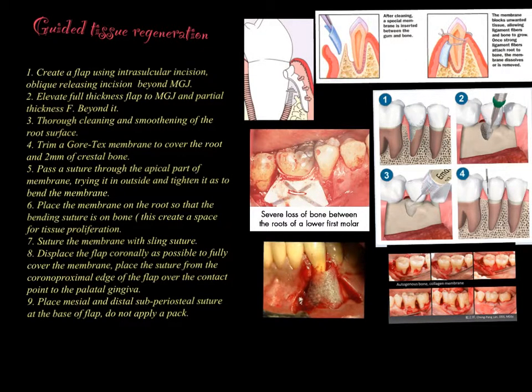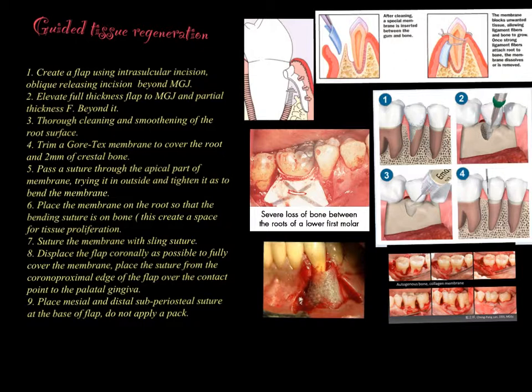The aim of this treatment is to prevent the formation of long junctional epithelium. If this membrane is not placed here, the gingival tissue, connective tissue, will adhere to the root surface by long junctional epithelium. So the main aim is to prevent the formation of long junctional epithelium, but instead allow normal connective tissue attachment to the exposed root surface.